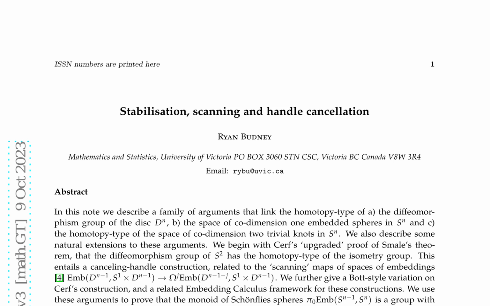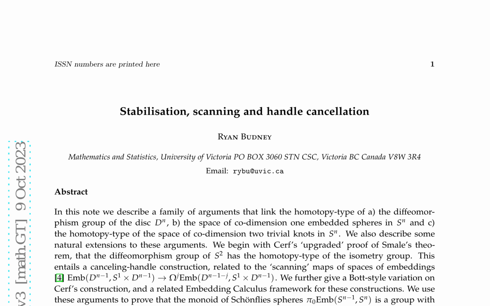Understanding scanning maps and their connections to the Smale-Hirsch map is crucial for advancing knowledge in differential geometry and topological spaces. This research highlights the challenges and complexities involved in this area of study, emphasizing the importance of understanding these concepts for advancing knowledge in differential geometry and topological spaces.